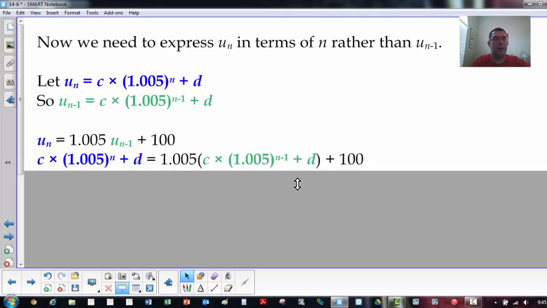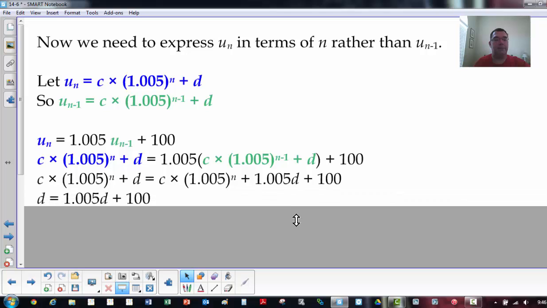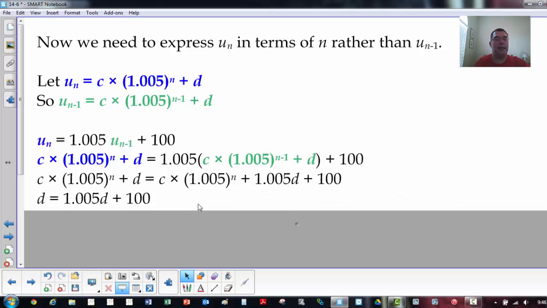So that u_n becomes c times 1.005 to the n plus d, and u_(n-1) becomes c times 1.005 to the n minus 1 plus d. And the same thing is going to happen that happened before. When I distribute this 1.005 into these parentheses, I'm going to get c times 1.005 to the n, not n minus 1, to the n, plus the 1.005 times d, for that distribution right there, plus the extra 100 on the end. And as before, both sides have c times 1.005 to the n added on.